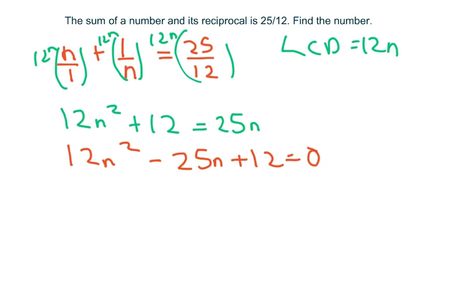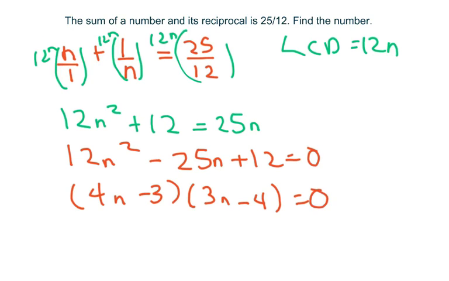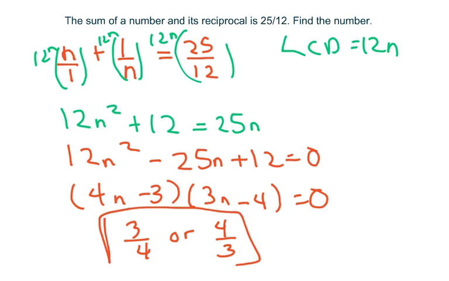Going to factor, and when I factor this, I get 4n minus 3 times 3n minus 4 equals 0. So my solutions are 3/4 or 4/3. And you can see these are reciprocals to each other. Okay.